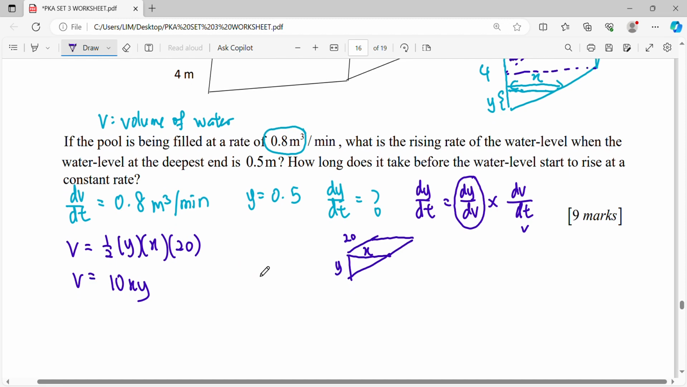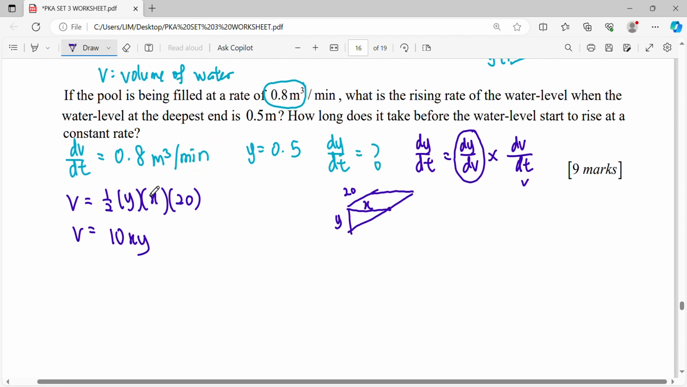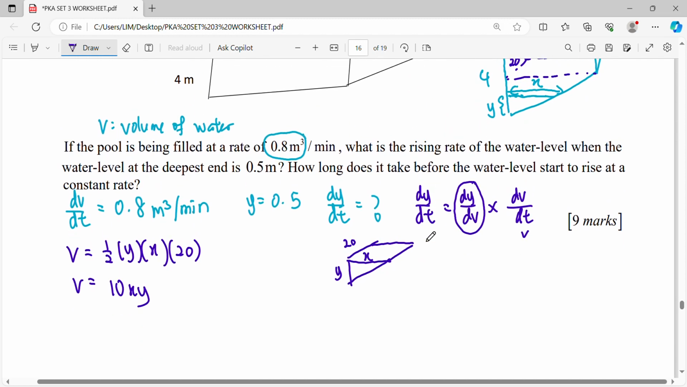Alright, but you can see your equation is in terms of x and y. Can we have two variables inside one equation? No, we want to differentiate with respect to y. So here we still have one thing to do, which is to relate your x and y. How to relate your x and y? Look at your diagram.